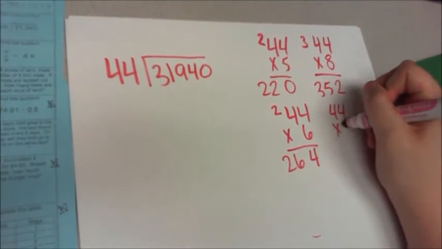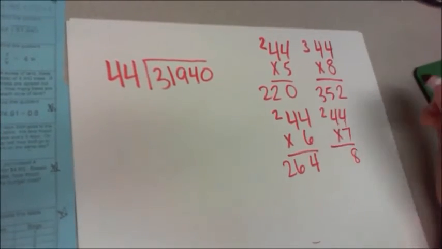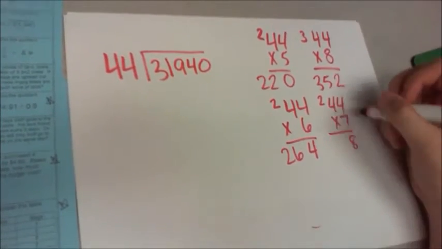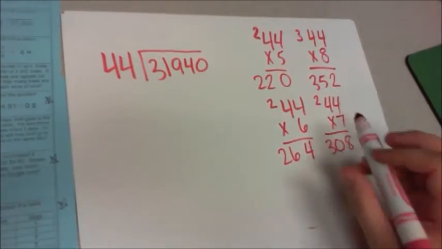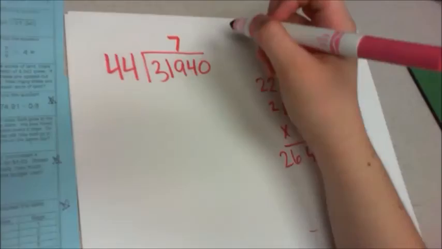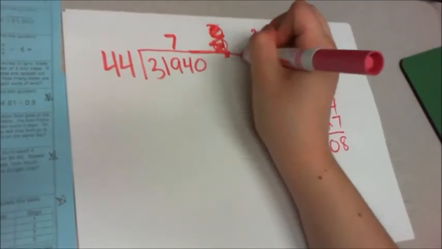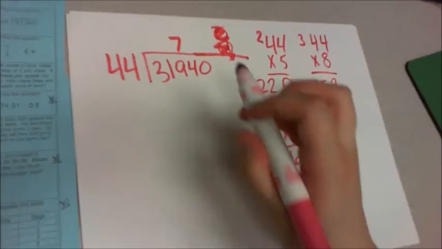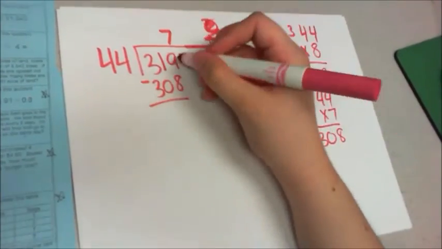So I'm going to go ahead and write out that times 7 really quick. 7 times 4 is 28, carry the 2. 7 times 4 is 28, plus 2 is 30. That's as close as we're going to get. So let's put a 7 above that 9. Remember DMSB. I'm not going to write it right there actually because this is going to go on. So 7 times 44 is 308.